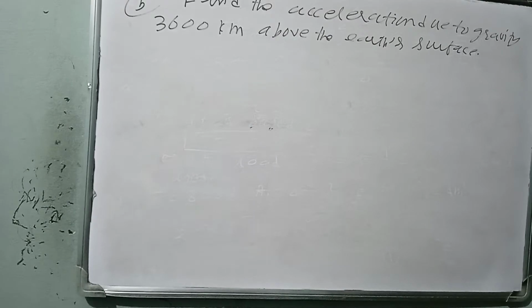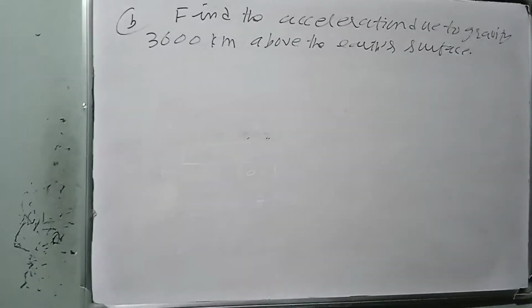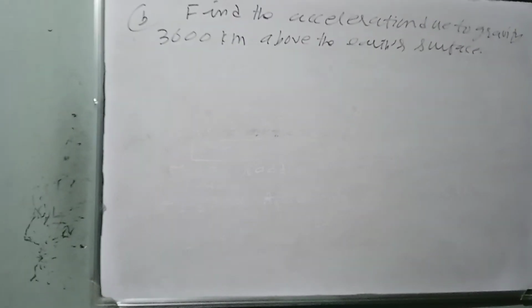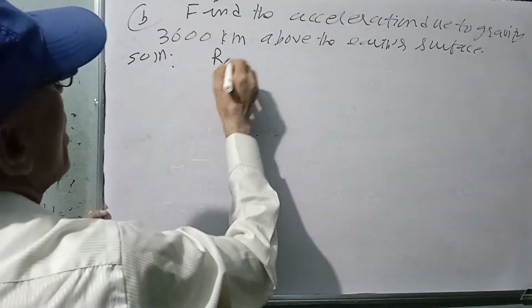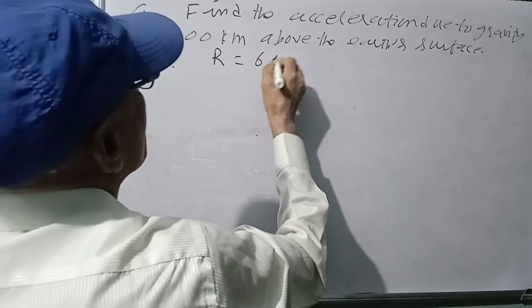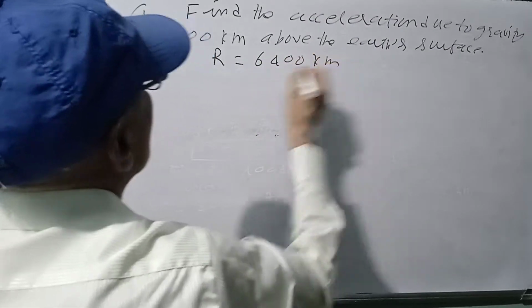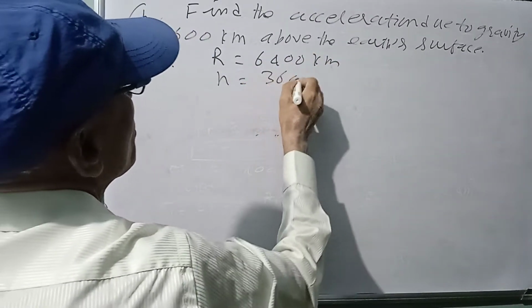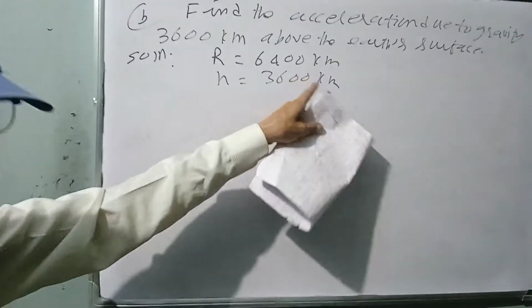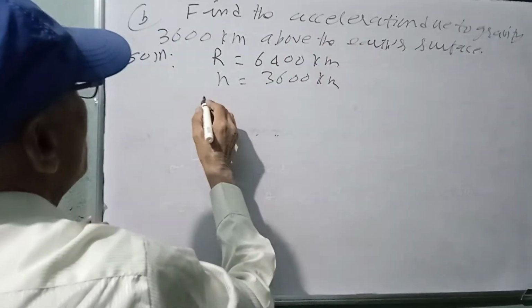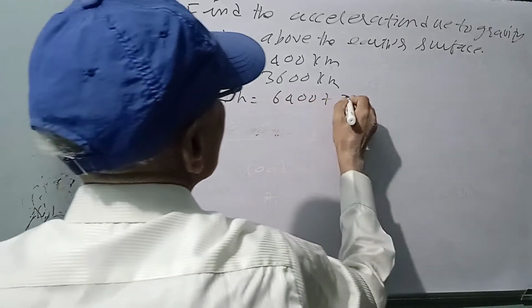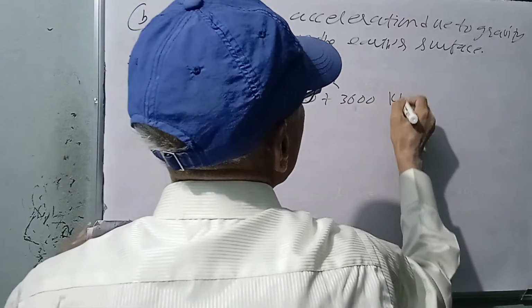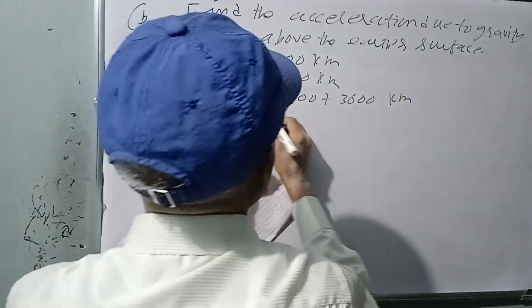See, other things are fixed. Solution: this is R, the radius of the Earth, 6400 kilometer, and the height is 3600 kilometer. This is a fixed constant. So R plus H is 6400 plus 3600 kilometer. So, let's do that.